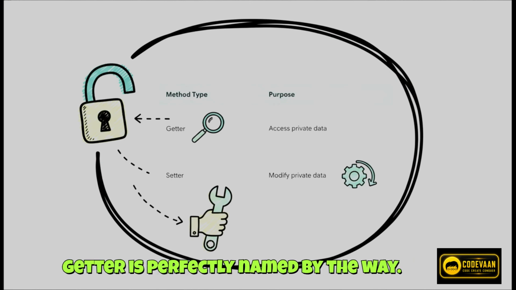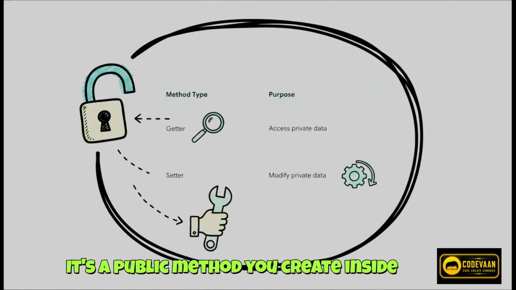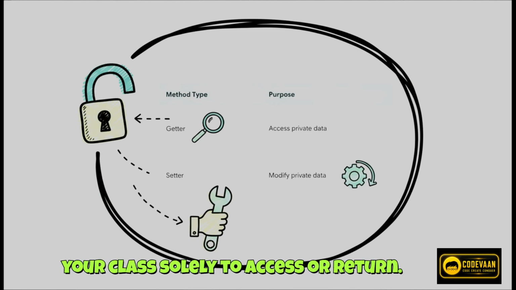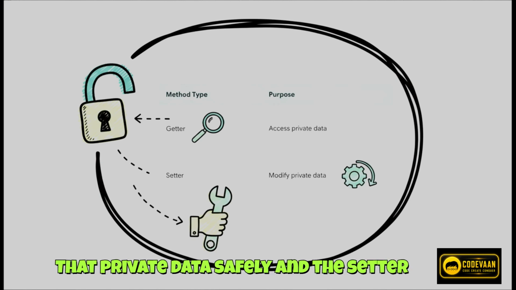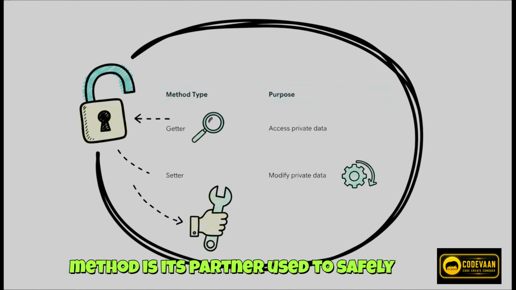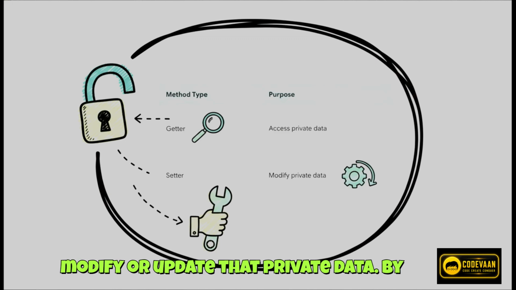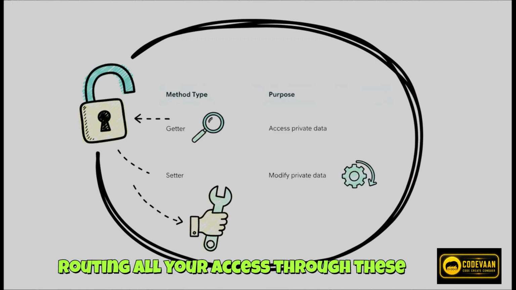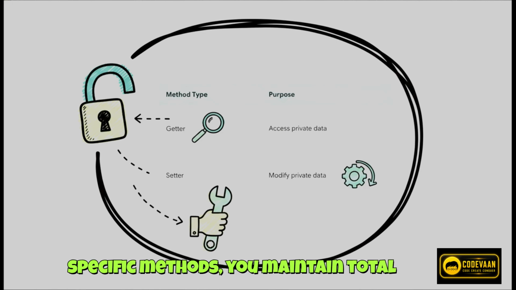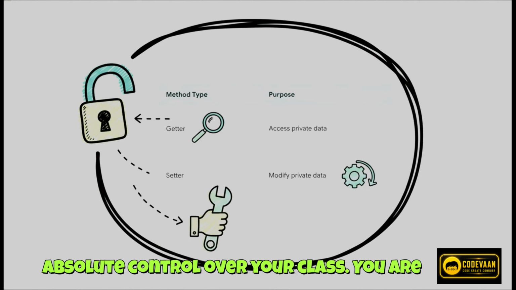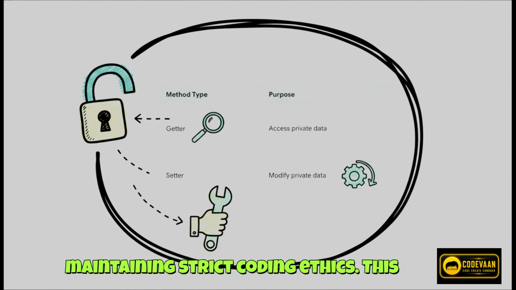The getter is perfectly named, by the way. It's a public method you create inside your class solely to access or return that private data safely. And the setter method is its partner, used to safely modify or update that private data. By routing all your access through these specific methods, you maintain total, absolute control over your class. You are implementing complete encapsulation and maintaining strict coding ethics.